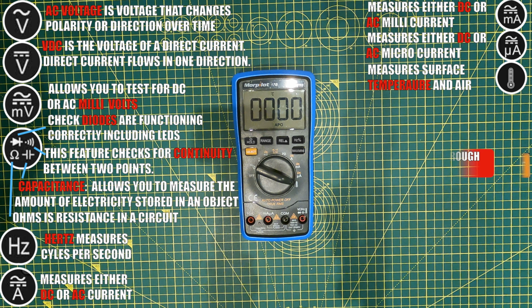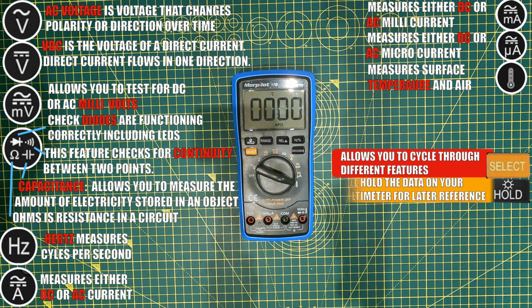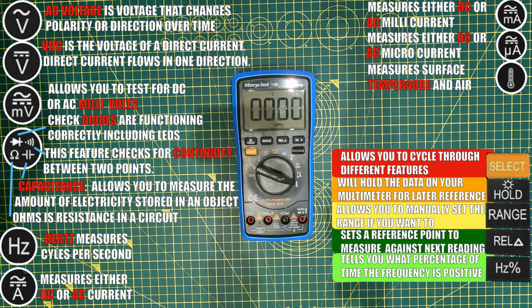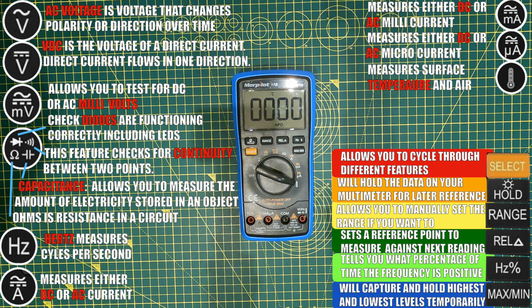Sometimes there's more than one feature, and the select or shift button allows you to cycle through these features. The hold button allows you to freeze the display for later reference. The range button allows you to change the unit of measurement. The relative mode button stores the existing reading and resets the display to 0. The hertz button tells you how many cycles per second. The min-max feature will temporarily hold the highest and lowest signal levels measured by the meter.